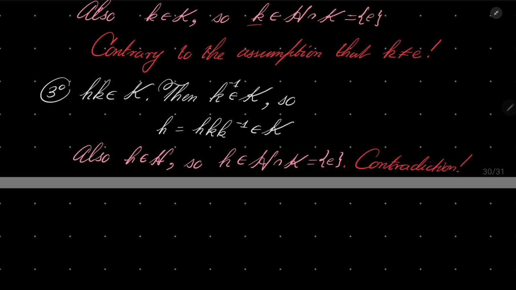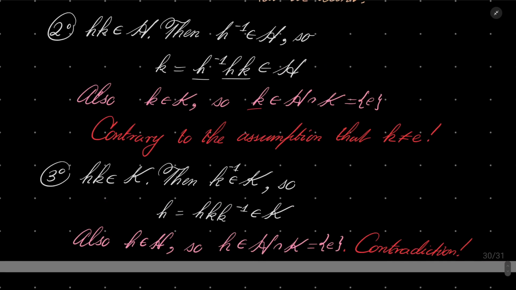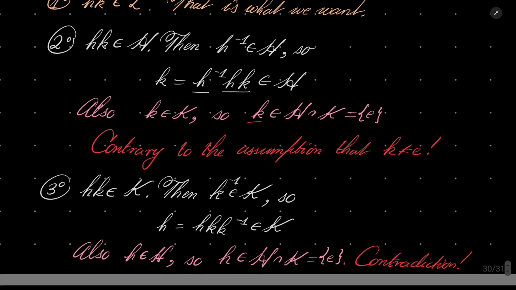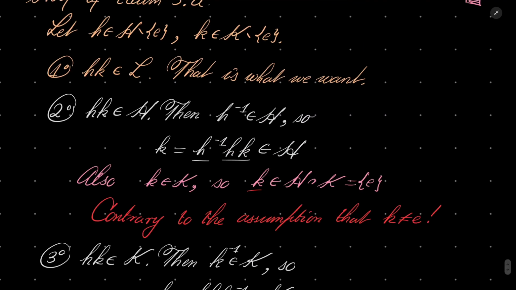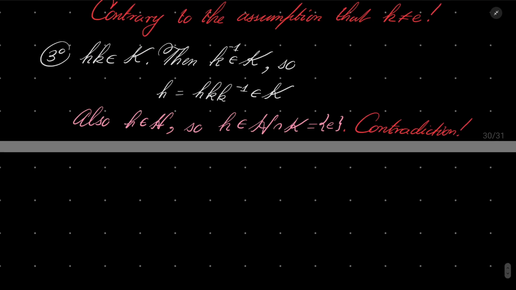It's a contradiction. So only the first possibility is, well, possible. So HK must be in L. I leave the second part of claim A to you, so prove the other way around, that KH is in L. And also, as I said, I leave parts B and C to you. They are very easy.